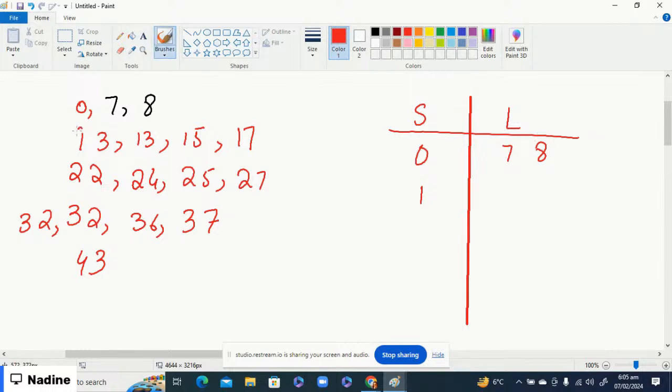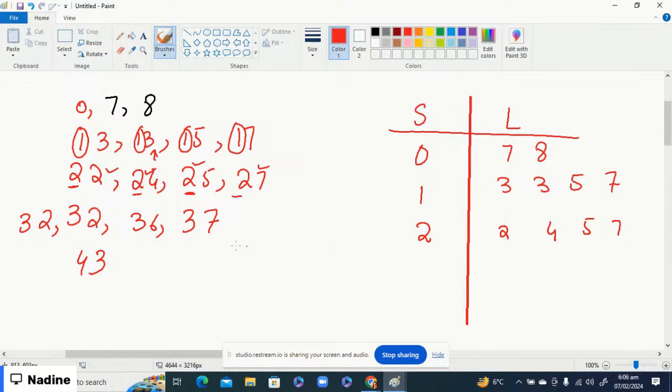For the 1, the 1 comes from the start. So how many are there with 1? It's 3, 3, 5 and 7. So this one becomes the stem and these all become the leaves, the second digits. Now for the 2, the 2 is in the stem, and what are the leaves, the second digits? This is 2, 4, 5 and 7.